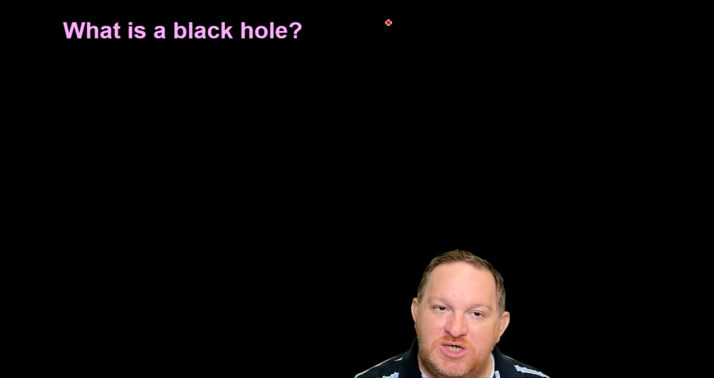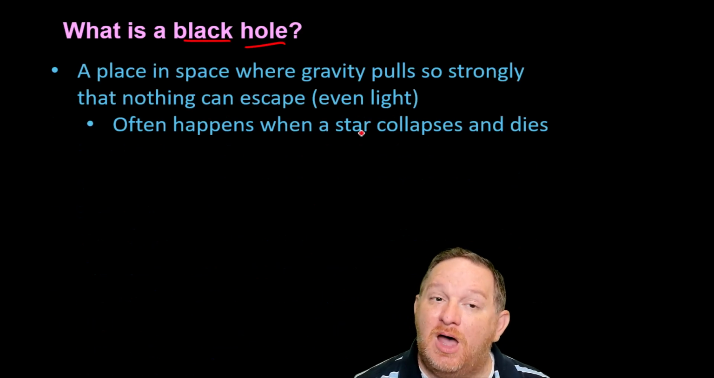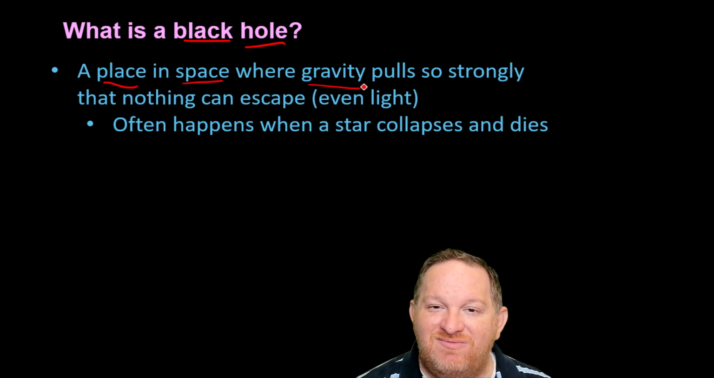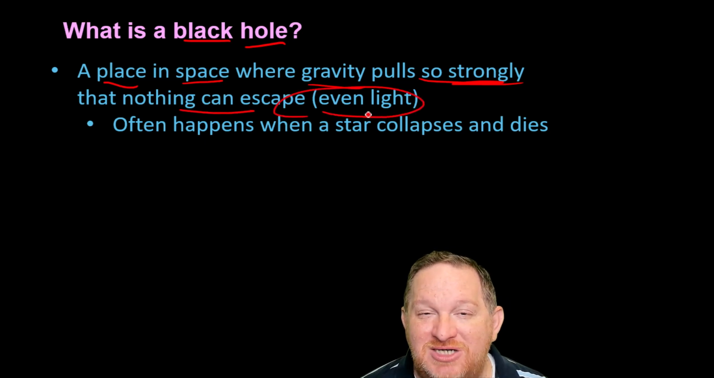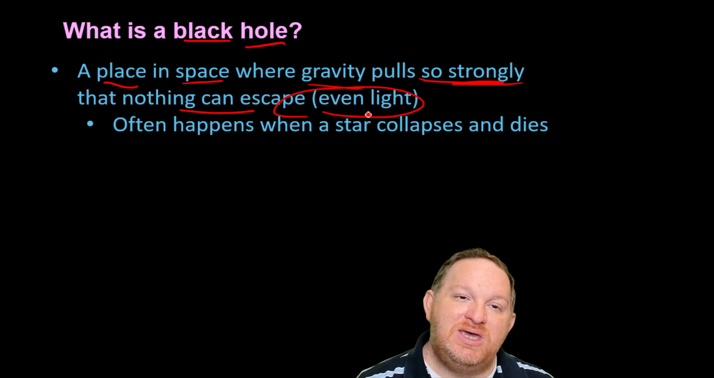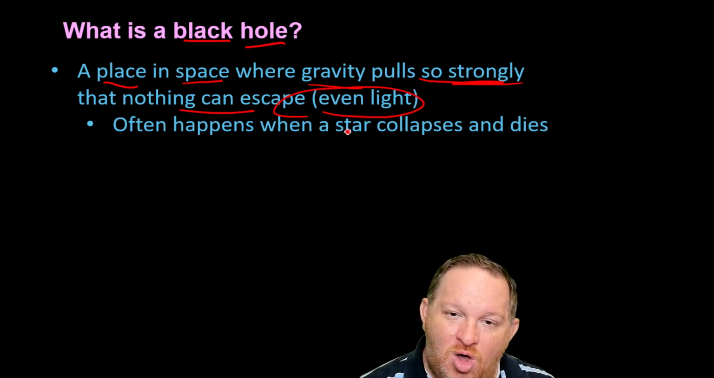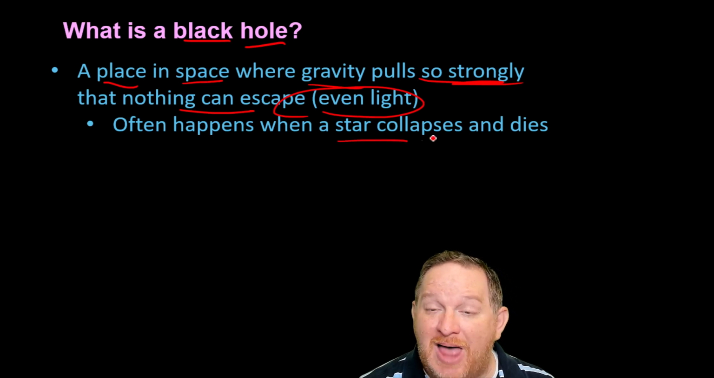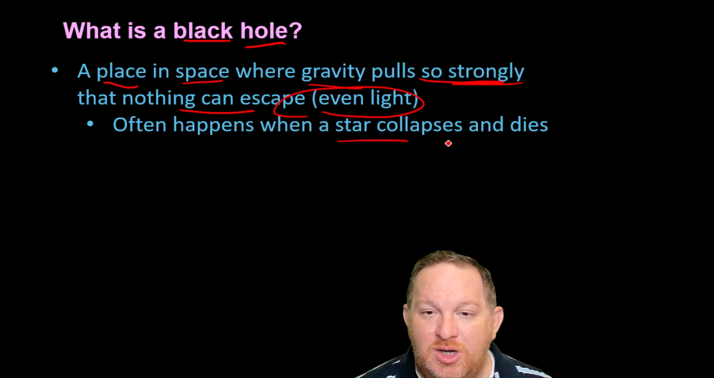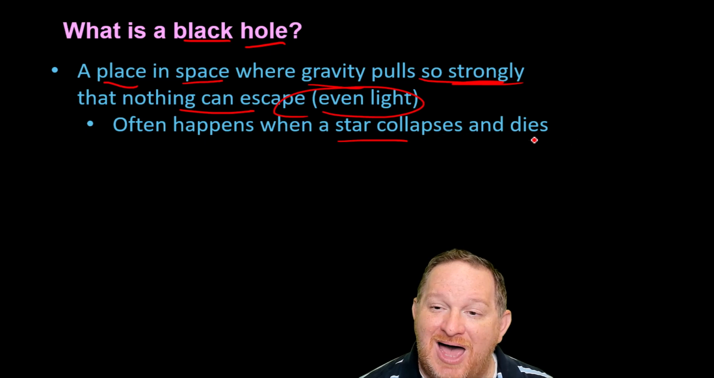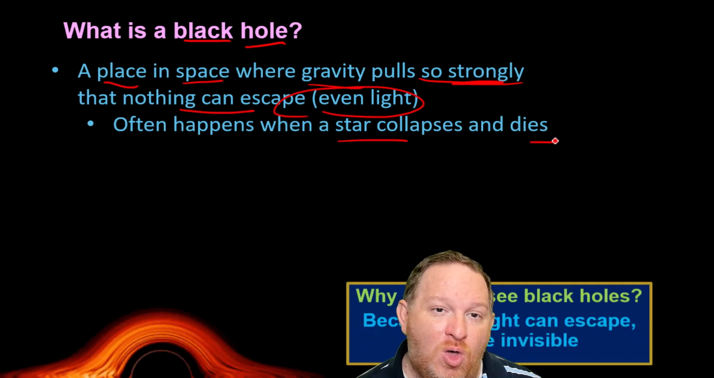So we start with the question, what is a black hole? Well, a black hole is defined as a place in space where gravity pulls so strongly that nothing can escape it, even light. Imagine gravity pulling so hard that light can't escape. So when do we get black holes? We often get a black hole when a star collapses, one of these super giant stars, and dies.